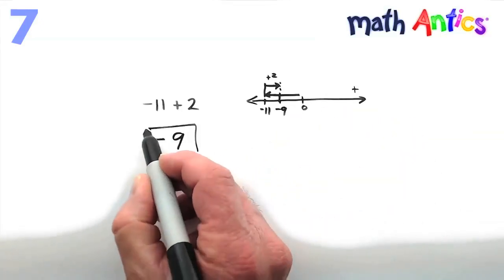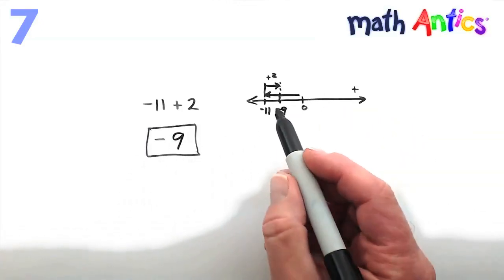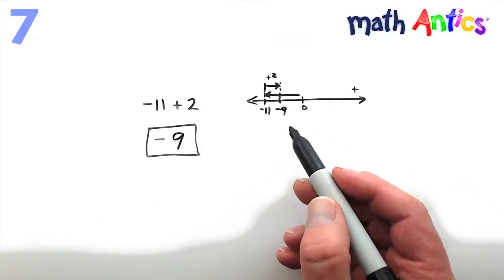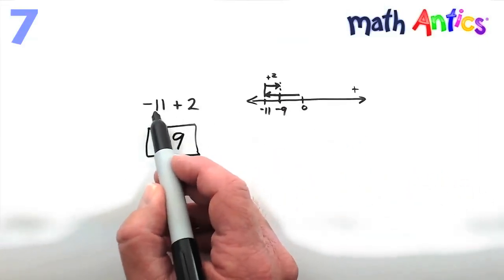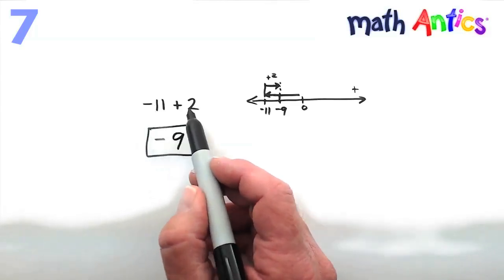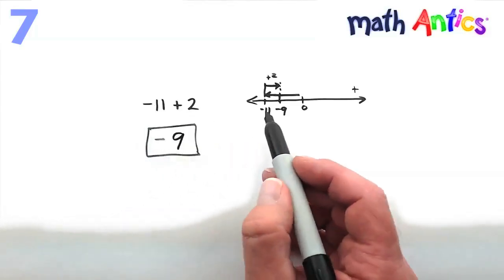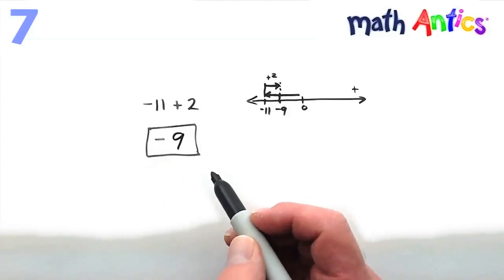So this is, in the video, a type of problem that we called a case 4 problem, which is where you're starting with a negative number, but then you're making it more positive. And in this case, our answer is negative 9.